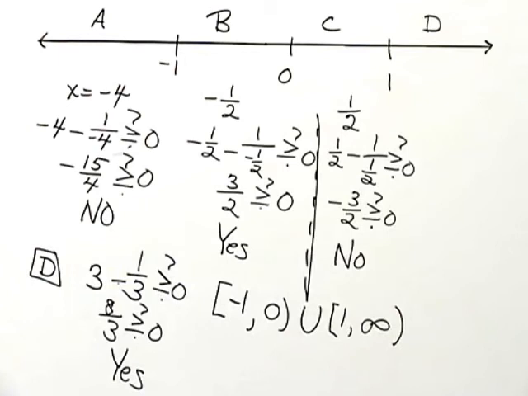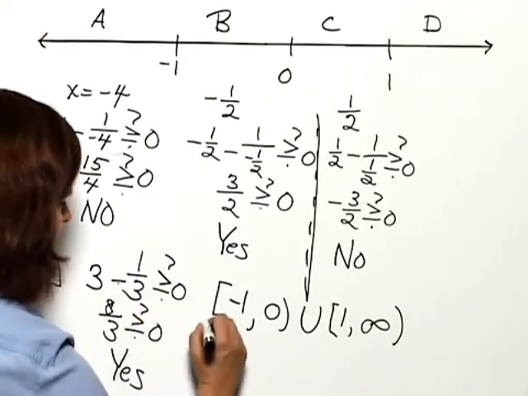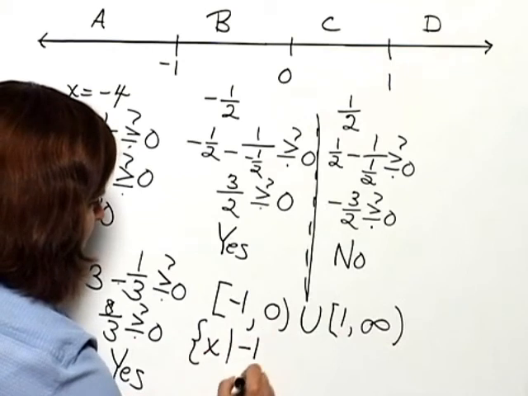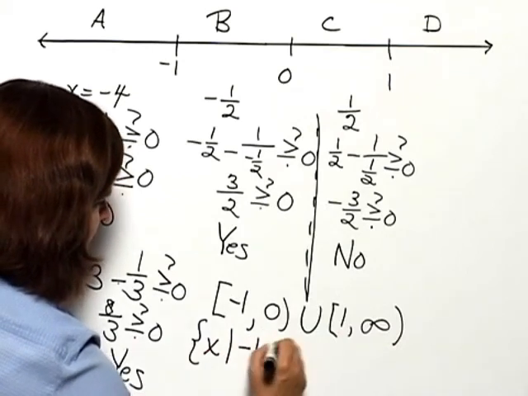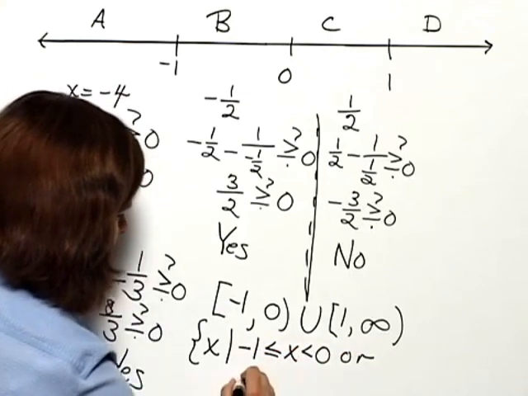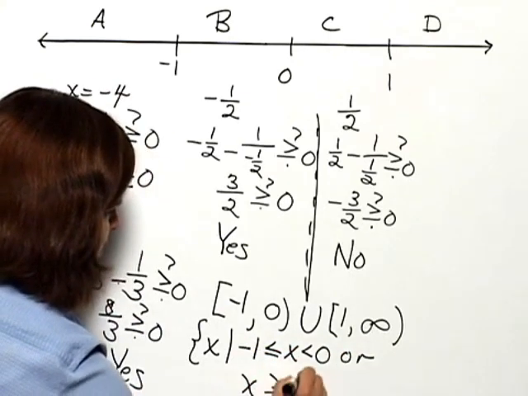That's the solution set, or we can write it as the set of all x such that x is between negative 1, including negative 1, and 0, or x is greater than or equal to 1.